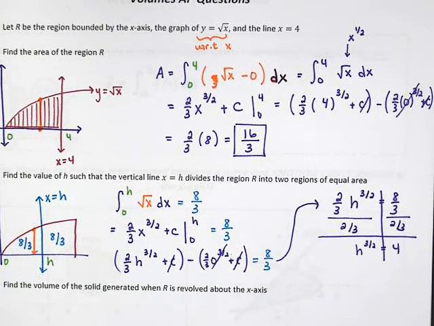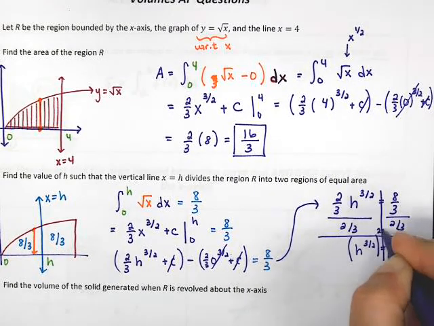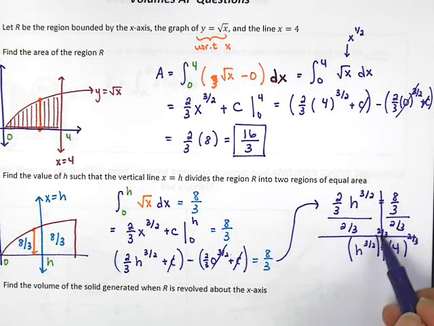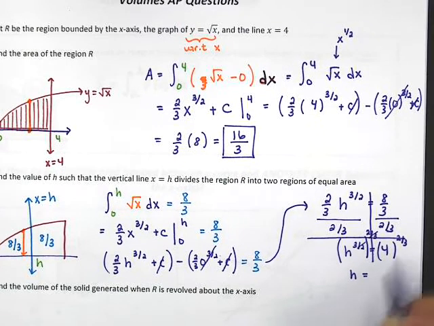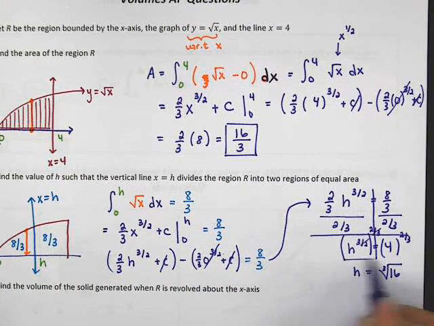Now, in order to get the h by itself, I'm going to raise both sides to the 2/3 power, because 2/3 times 3/2 makes 1. And my final answer would be the cube root of 16, because it would be 4 squared and then cube root it.